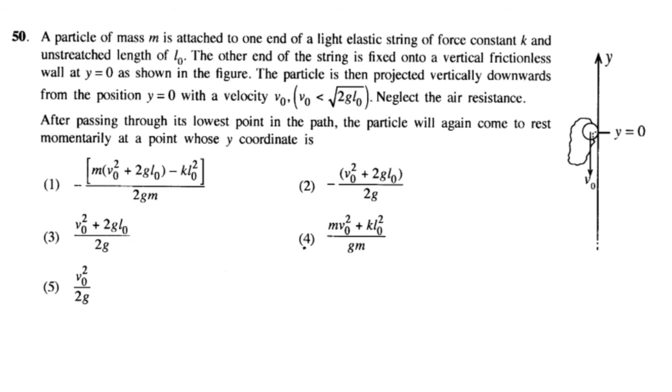If the extension is x, the total height from y equals 0 is L naught plus x. So using the conservation of energy, we can write half m v naught squared equals m g (L plus x). So with that, you can find L plus x, which is equal to v naught squared over 2g. The answer is 5.